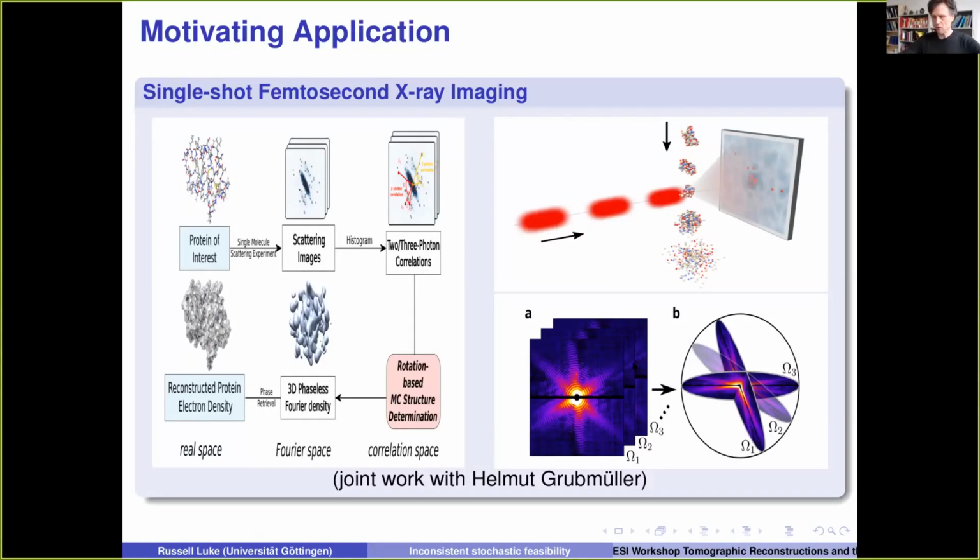And from that, you want to figure out what was the three-dimensional Fourier amplitude of this scattering event, or lots of these scattering events. So you're trying to fill out this sphere. And then once you have the whole sphere of these Fourier amplitudes, then you do a phase retrieval to then reconstruct the image of the object, the electron density of the object in what they call real space.